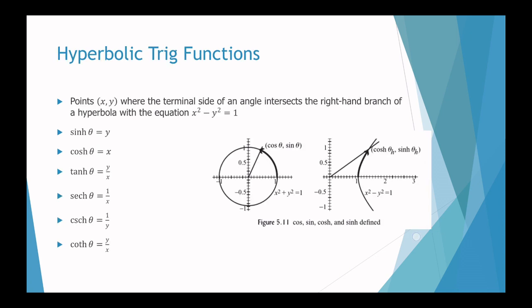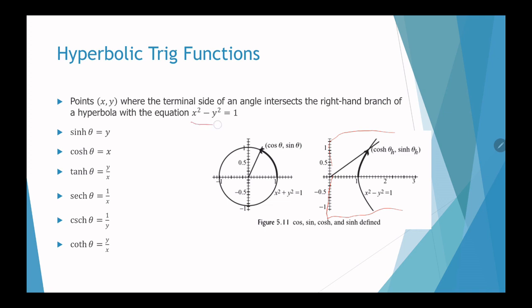So let's see what we have. So first, let's think about what's happening. If we talk about the xy terminal side angles, right hand branch of a hyperbola, so we're only focused on the right side here, right? We're not focused on the left side.